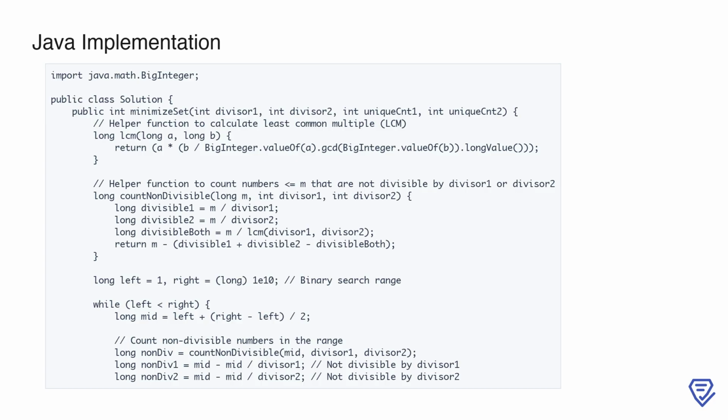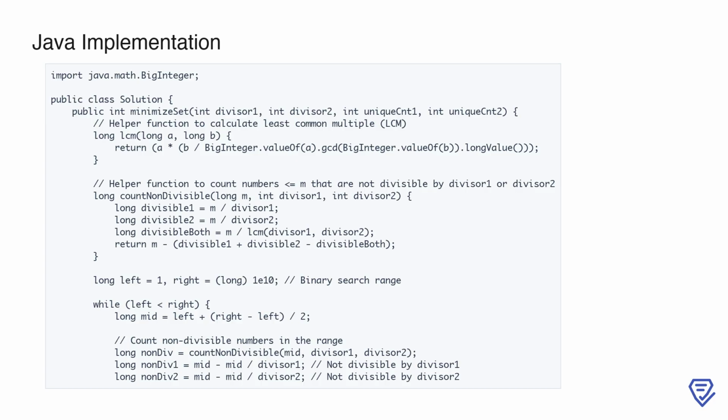Next, we implement another helper function, count_non_divisible, which computes how many numbers up to a given limit, m, are not divisible by either divisor1 or divisor2. It does this by subtracting the count of numbers divisible by each divisor and their least common multiple from the total numbers.